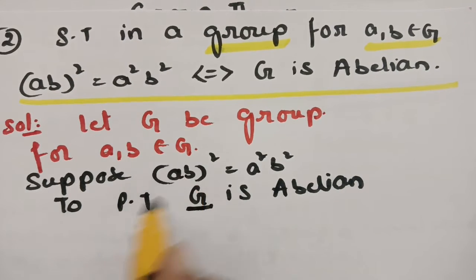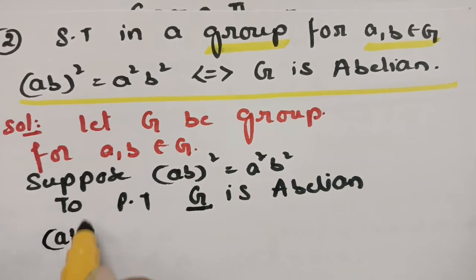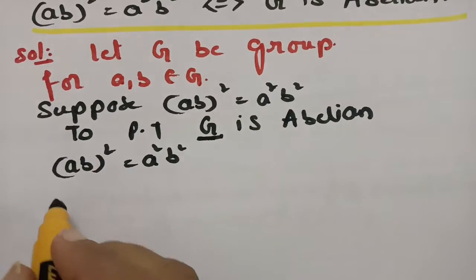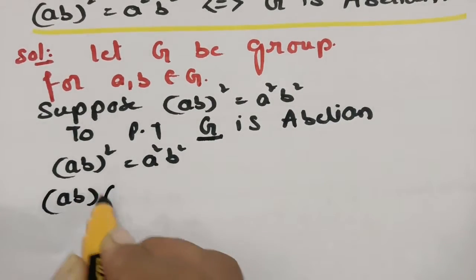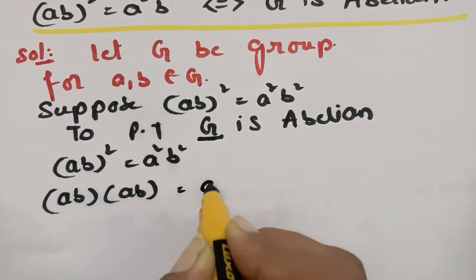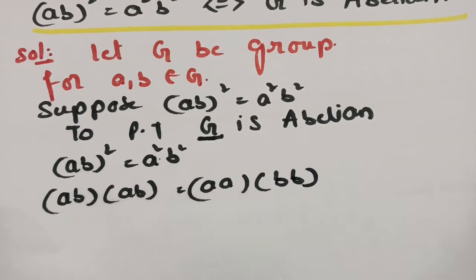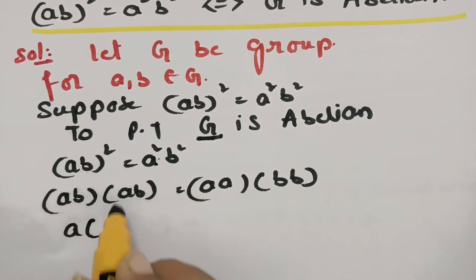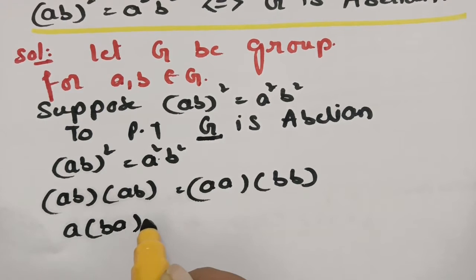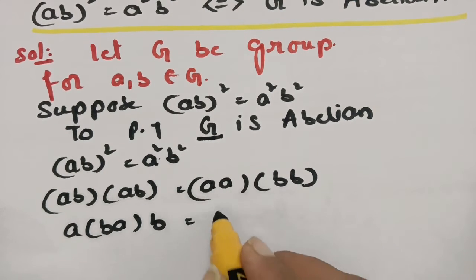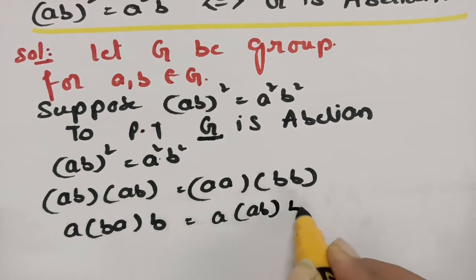So what is given here? (AB) whole square is given as A square into B square. Now (AB) whole square can be written as AB two times, and A square is nothing but A two times and B two times. This time I am interchanging, writing ABAB as A into BA into B, and here A into AB into B.